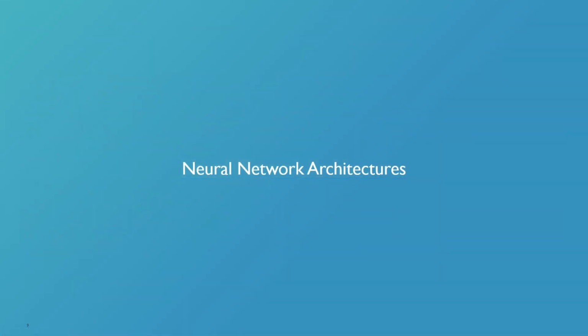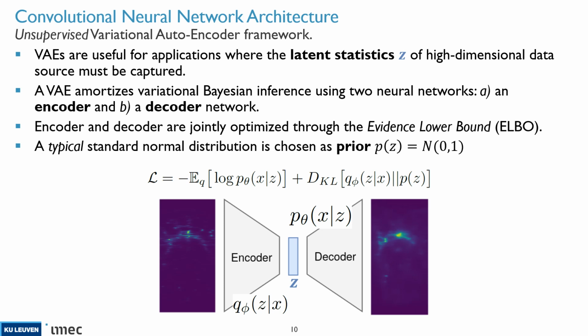Now let's overview the various neural network architectures that we use in this work. As explained in the introduction, the goal of this work is to explore to which extent radar representations learned by unsupervised models, such as VAEs, can generalize and be reused in a number of different downstream tasks.